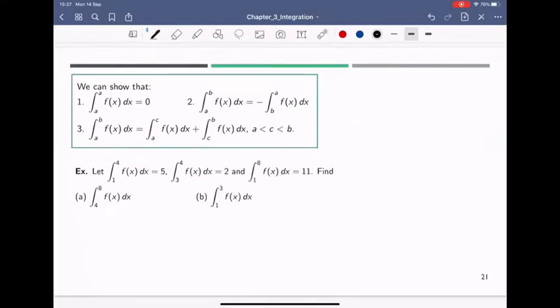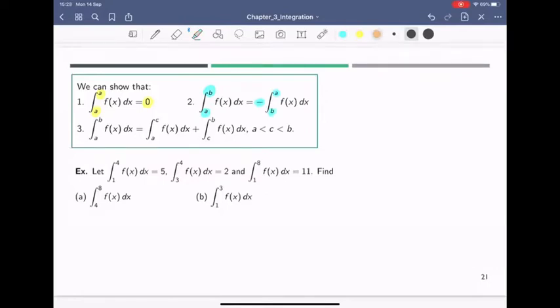From the definition of definite integrals, we can show that if you integrate from a to a, you get 0, which makes sense, because if you integrate from a to a, there's no area at all. If you integrate from a to b, you can swap a to b to b to a, but you need the negative sign here. This is a good property too.